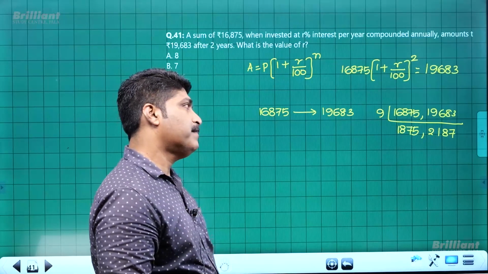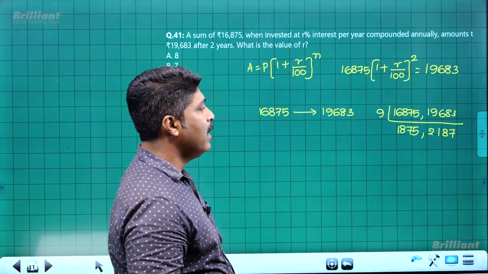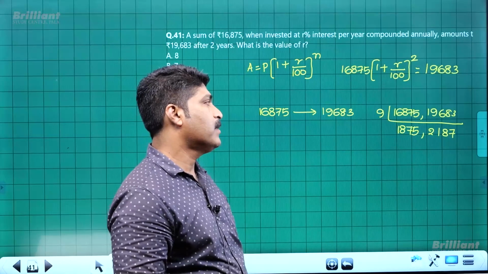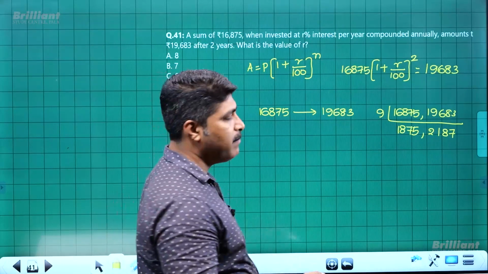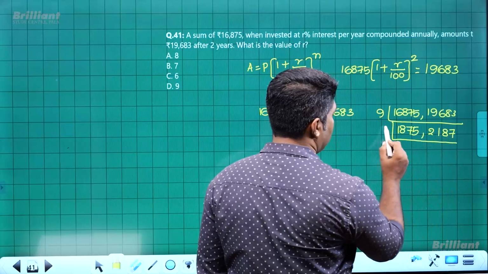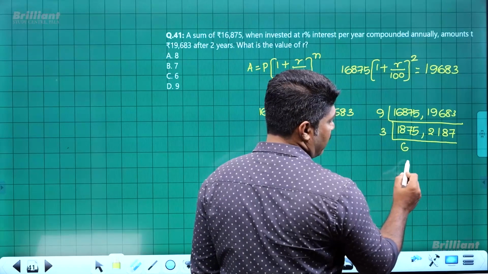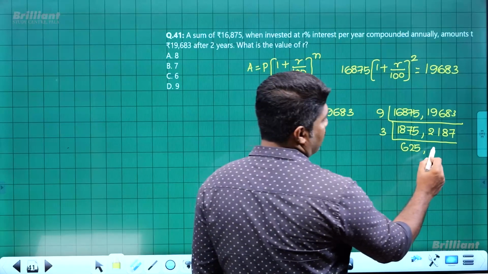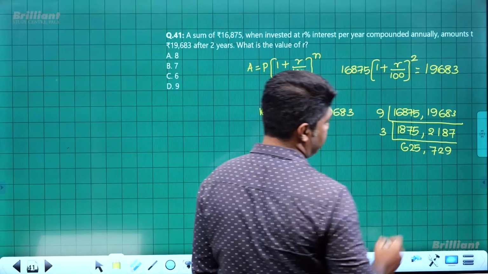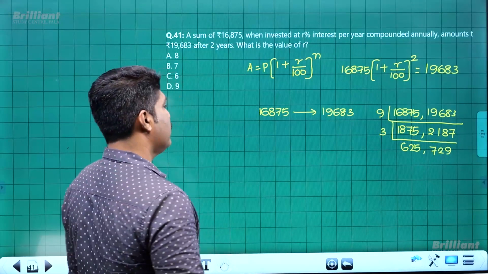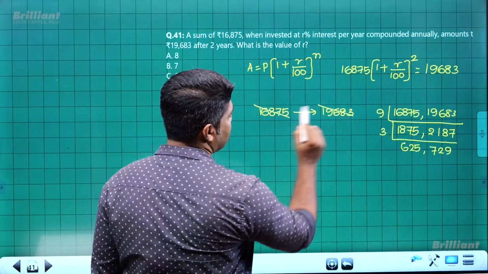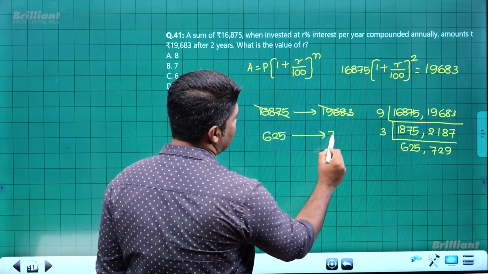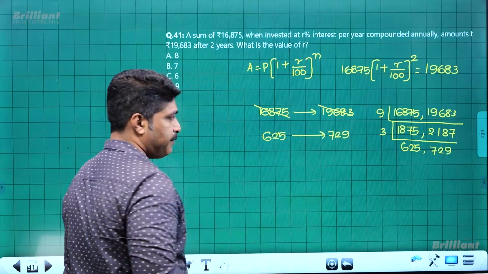Look at these values. Is it divisible by 9 or 3, whatever it is, if we are considering this one. So this is divisible by 3. So we can divide both these values by 3. So this is 3, 6 is there, and 25, 625. What about this one? This is 729. Further division is not possible. So we can simplify these values like this. It's simply 625 becomes 729.